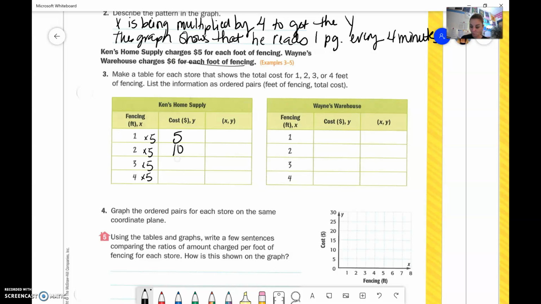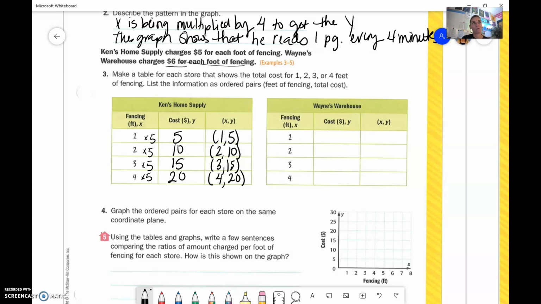Because I'm starting with 1, right? 10, 15, and then 20. So my x and y values: 1, 5. Don't forget the parentheses. Don't forget the comma. And then don't forget to close the parentheses. There we go.